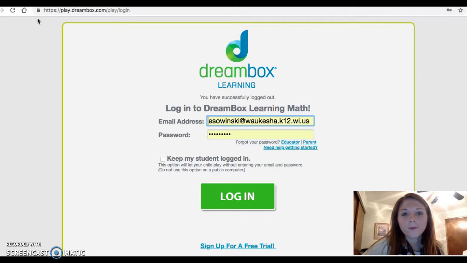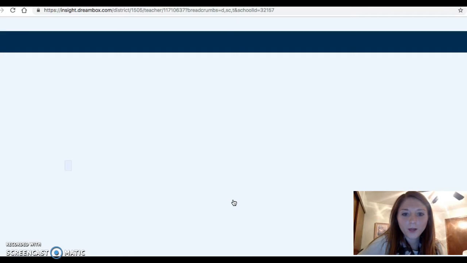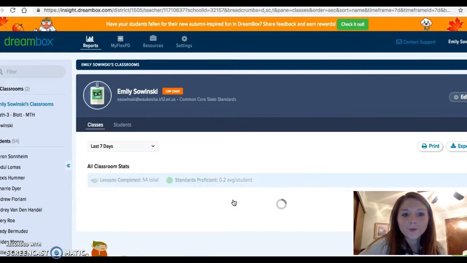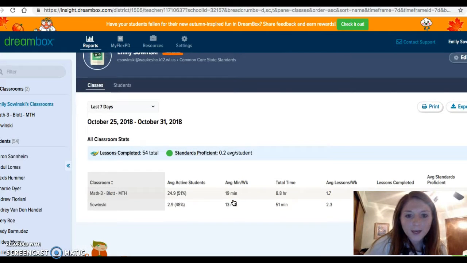Kindergarten through third grade automatically have Dreambox on their iPads, and fourth and fifth grade have 10 marks. For those fourth and fifth grade students that are below grade level and 10 marks is too hard, we push out Dreambox to them. So I'm going to log into my Dreambox teacher account. When I log in, you can see that I have two different classrooms. I have my third grade classroom that I co-teach in, and I also have my own classroom, which is all of my special education students.